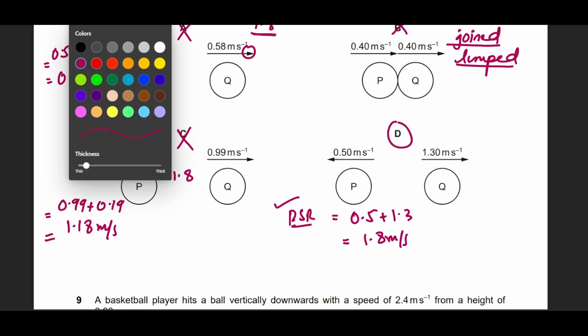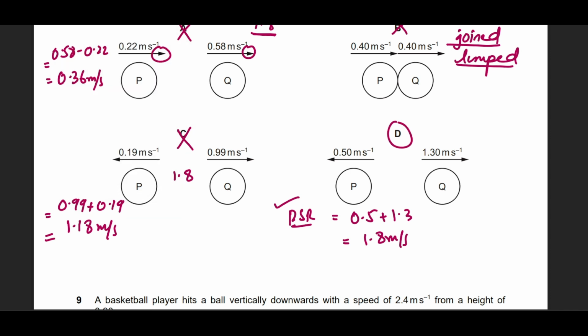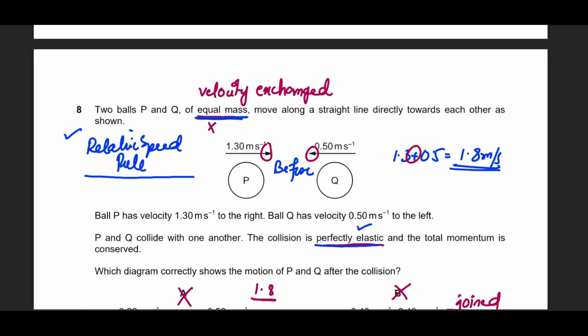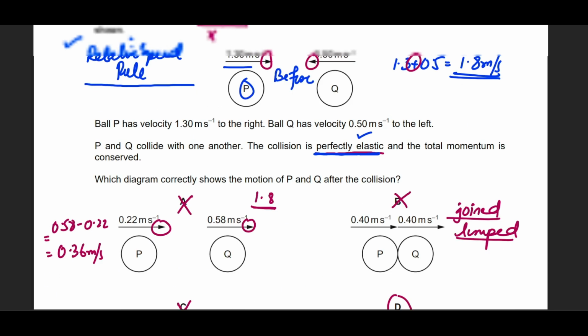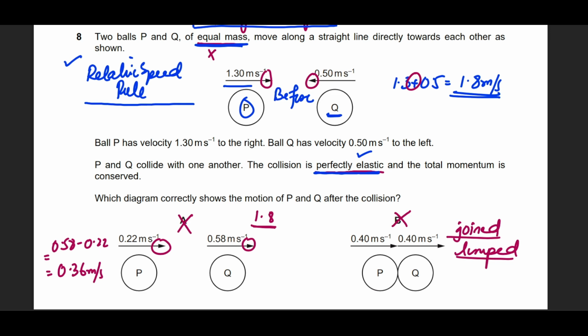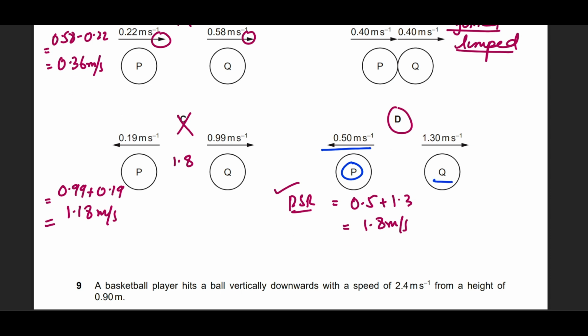Now, if you did not want to use this, a much shorter, much quicker way was to visualize that if the masses were equal and they are colliding perfectly elastically, their velocities will get exchanged. Now notice what's happening. P was incoming with 1.3. Now P is going away with 0.5. This was the velocity of Q before. And P was incoming with 1.3. Now this velocity is possessed by Q. So you can see that the velocities are exchanged. So this is a special case of momentum. So I would have saved time by not using the relative speed rule.